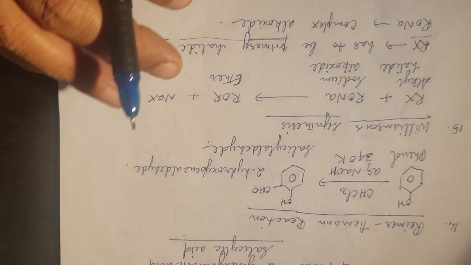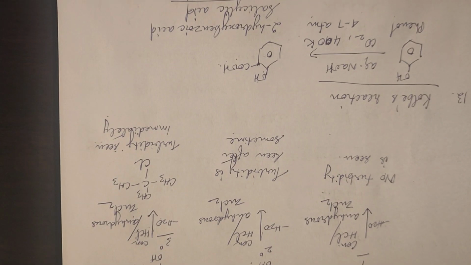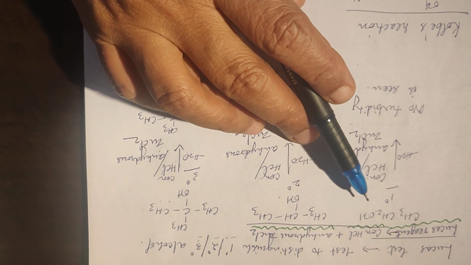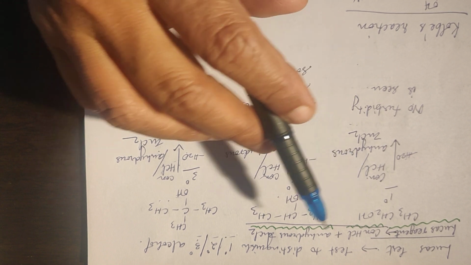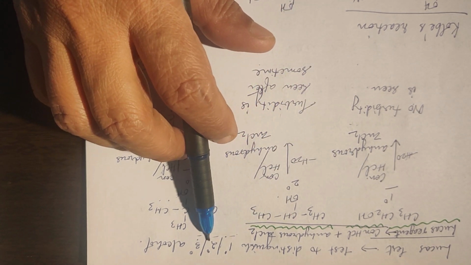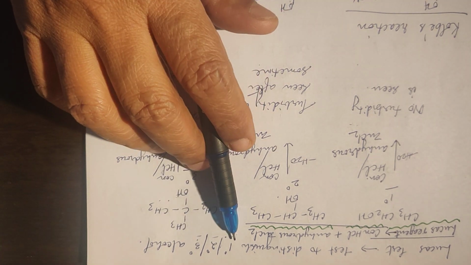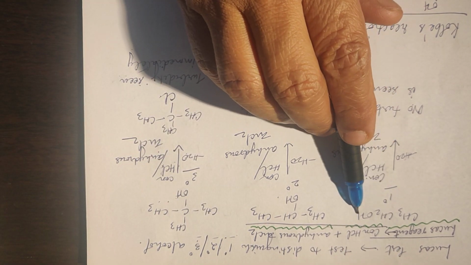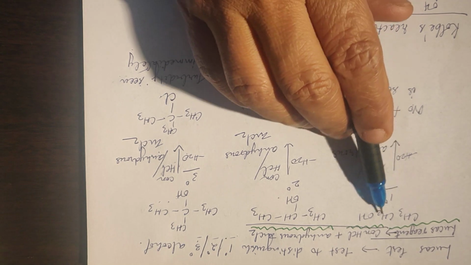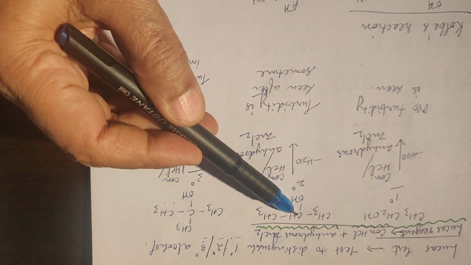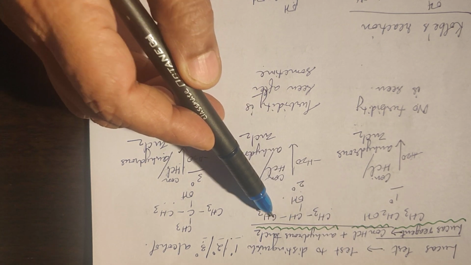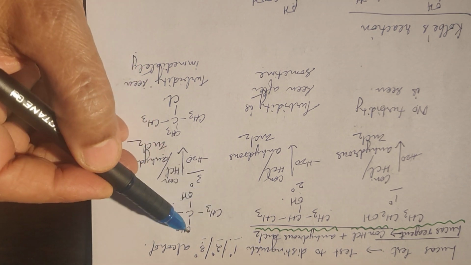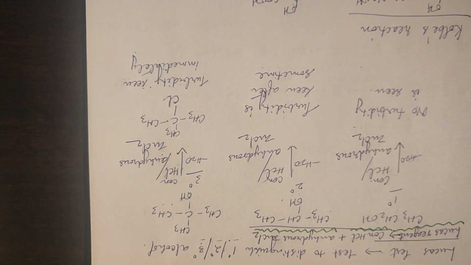Now let us go further, that is the Lucas test. What is the Lucas test useful for? It is used for distinguishing primary, secondary and tertiary alcohol. Now what are primary, secondary and tertiary alcohols? If the carbon holding OH is attached to only one other carbon, this is a primary alcohol. If it is attached to two other carbons, it is a secondary alcohol. And if it is attached to three other carbons, it is called a tertiary alcohol.